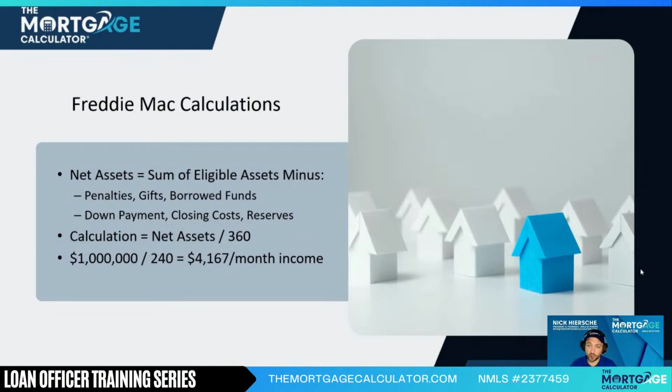So for example, for all our examples here today, we're going to use $1 million of quote unquote net, eligible assets. It's going to be different for each program, but just assume that we come to that same figure. And in this example, oh, sorry, I have the wrong figure there. It's 240 for Freddie Mac. I think I copied that from Fannie Mae. And it's 1 million divided by 240 is 4,167 in income.